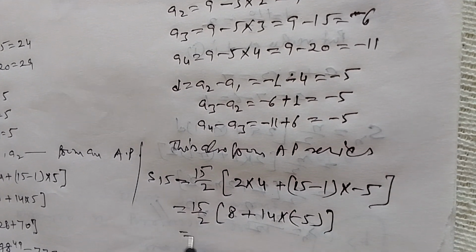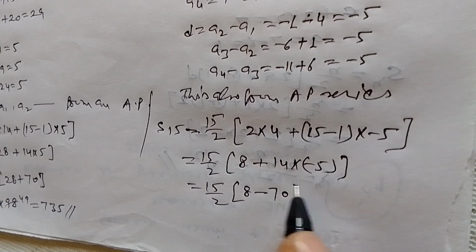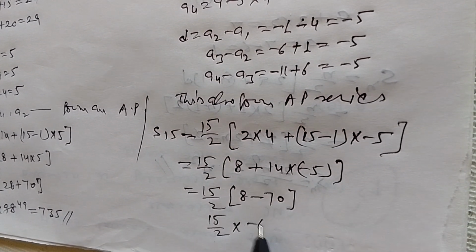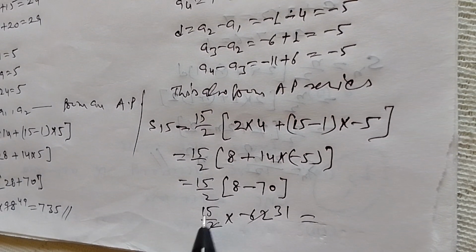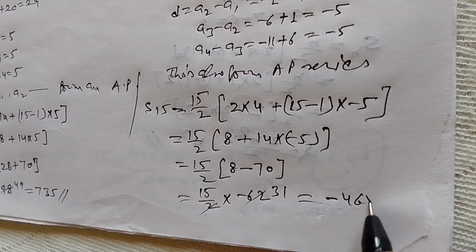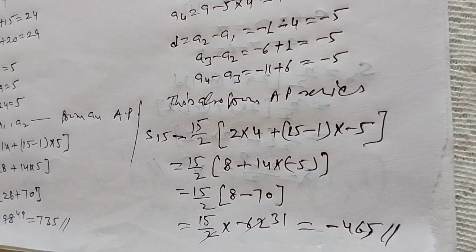So it comes out to be 15 divided by 2, 8 minus 70. So it comes out to be 15 divided by 2 multiplied by minus 62, which on cancelling 62 with the 2, 15 multiplied by 31 comes out to be minus 465. So this is the answer of the second part of the 10th question.